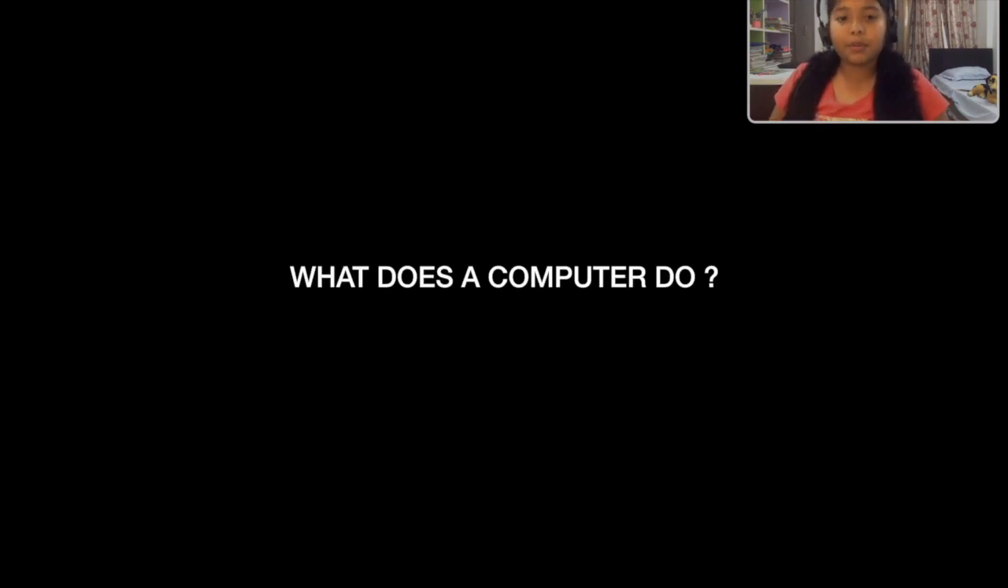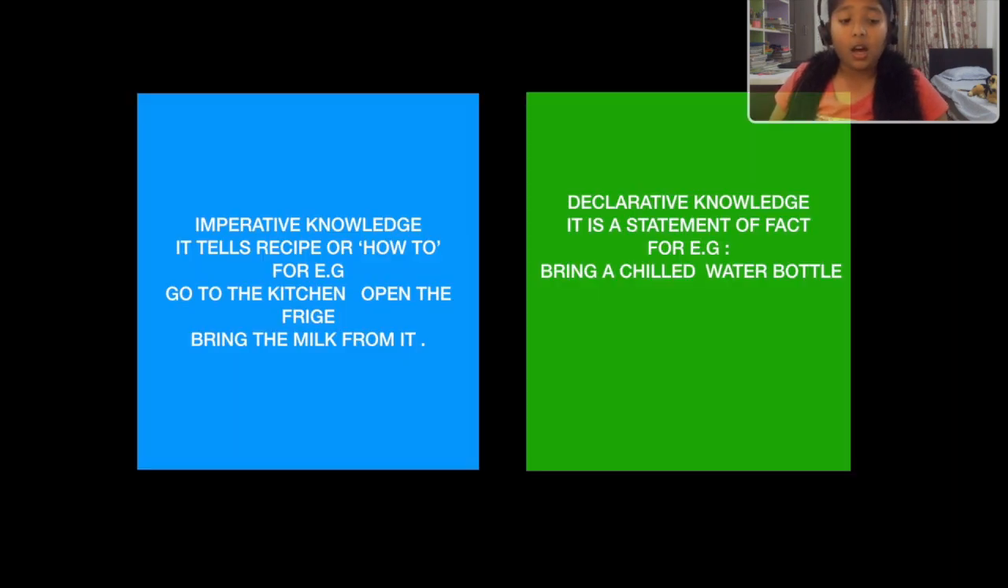So what does a computer do? That sounds like a dumb question, but seriously, in reality, a computer only performs calculations and remembers things. So, types of knowledge. There are two types of knowledge, imperative knowledge and declarative knowledge. Imperative knowledge tells us how to do something, how to make something, just like a recipe.